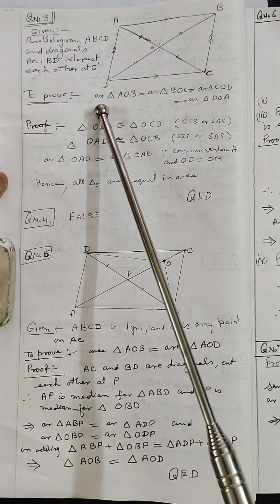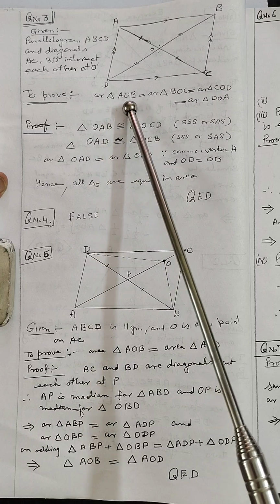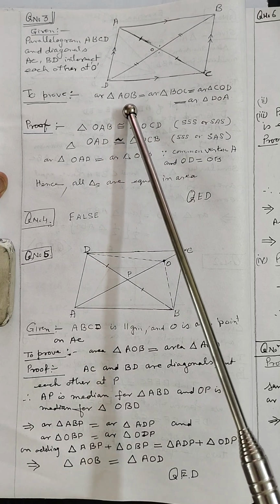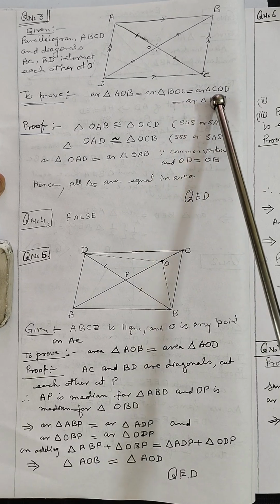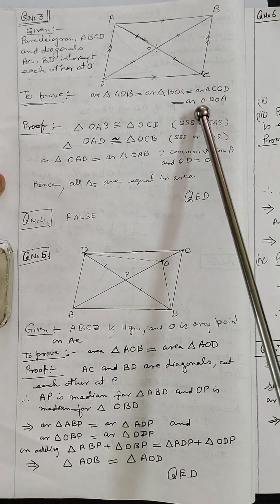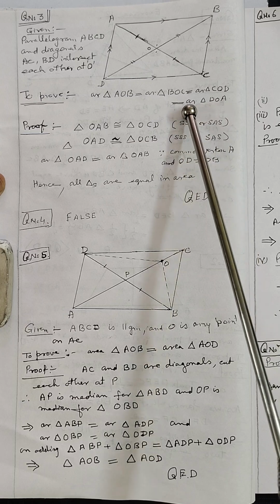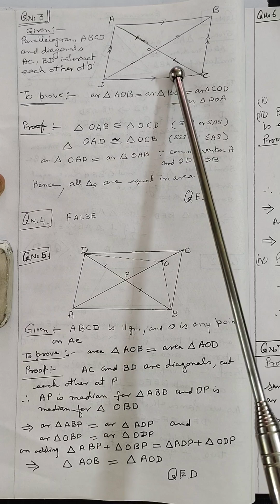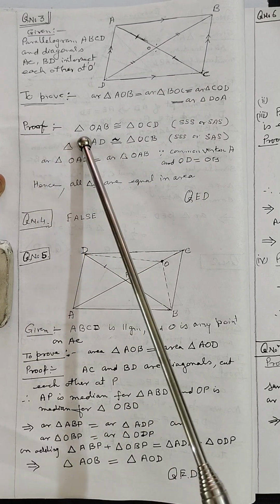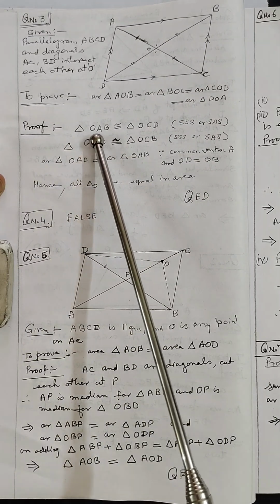Now we have to prove that the area of AOB is equal to the area of BOC is equal to the area of COD is equal to the area of DOA. All the 4 triangles have the same area. The proof is here, you see.